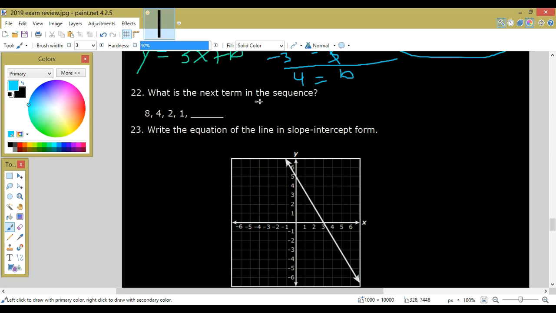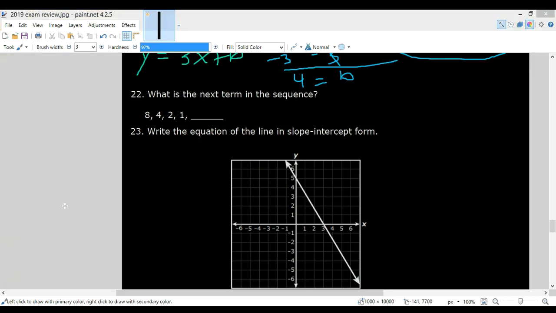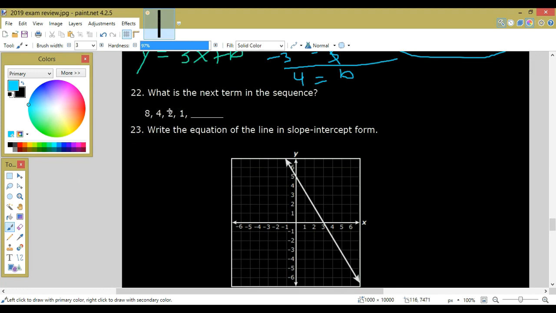22. What is the next term in the sequence? We have 8, 4, 2, 1. Each time we're halving it. So we multiply by 1/2 each time. That's our common ratio. So 1 times 1/2 would be 1/2. That's our next term. So this is a geometric sequence with a common ratio of 1/2, and the fifth term is 1/2. The next term would be 1/4, and then so on.